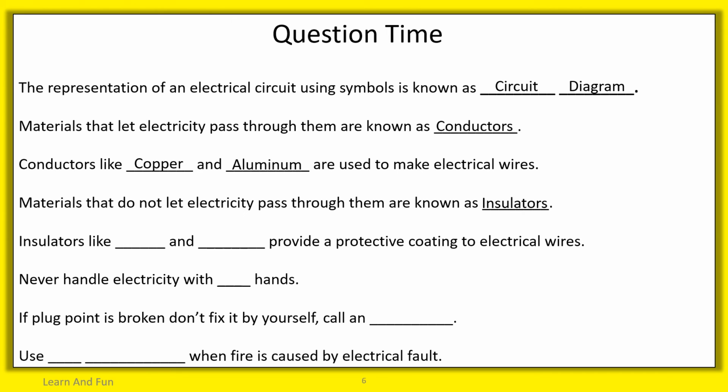Next question. Insulators like dash and dash provide a protective coating to electrical wires. The time for the answer has ended, and the answer is insulators like plastic and ceramic provide a protective coating to electrical wires. If your answer is ceramic and plastic, that will be considered. Next question. Never handle electricity with dash hands. The answer will be wet hands.